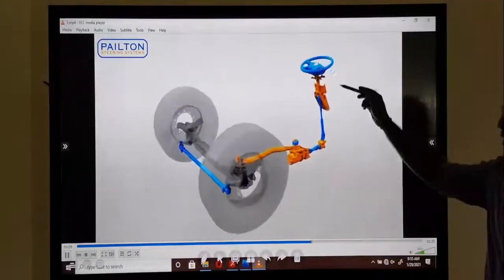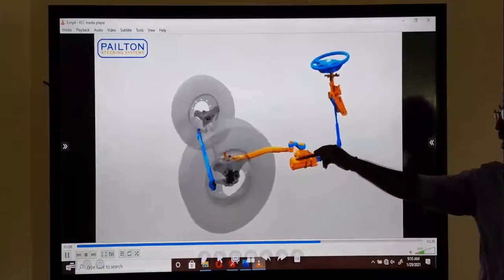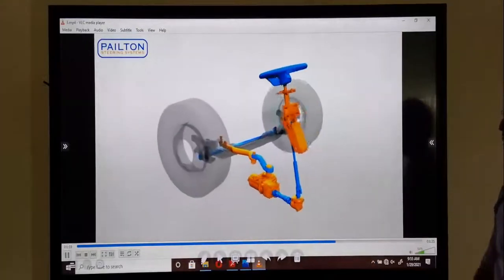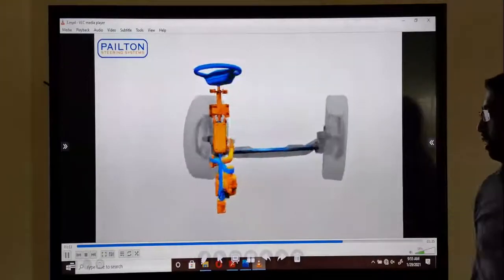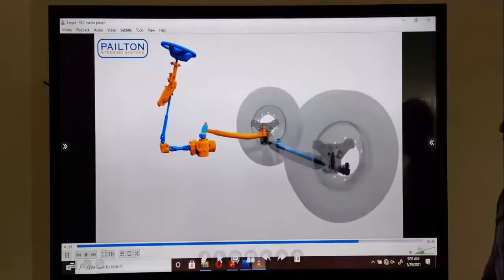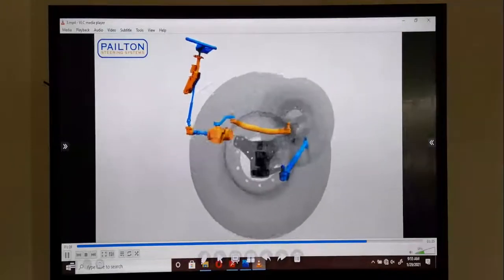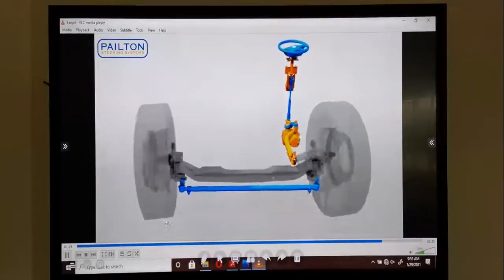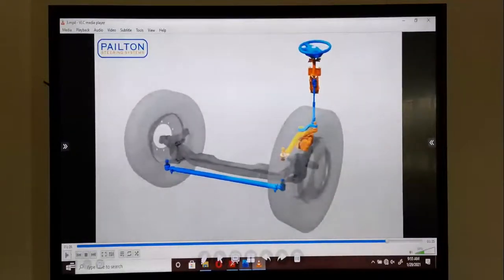Okay. According to the steering, it pulls the steering knuckle or track rod. According to that, the wheel turns.